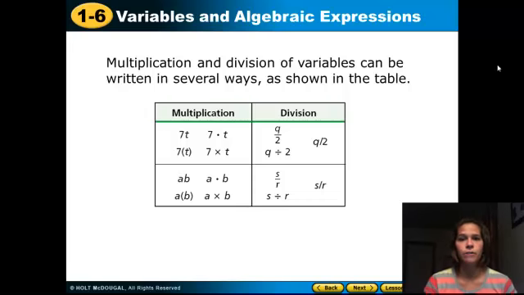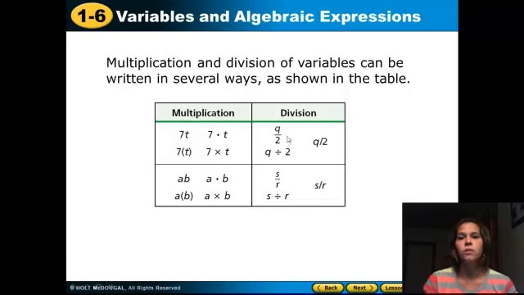Multiplication and division of variables can be written in several ways, as shown in the table. And I can do substitution the same way that I just did for addition and subtraction. However, there are lots of ways to write multiplication. I can have no arithmetic sign at all, and that means to multiply. I can also just have parentheses around either the constant term or the variable, and that means to multiply. There's also the dot, and then this x that we don't use very often anymore other than in scientific notation and a few other applications.